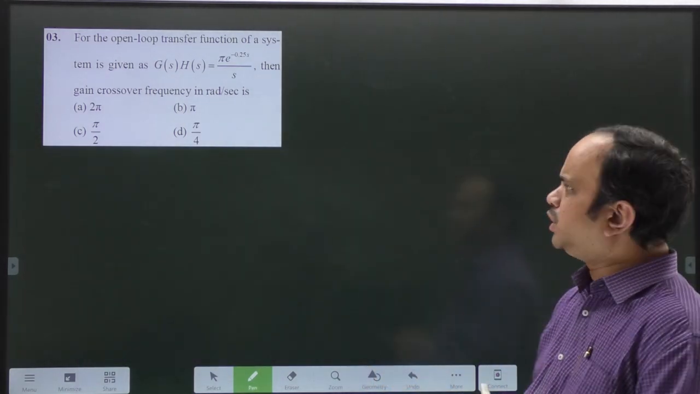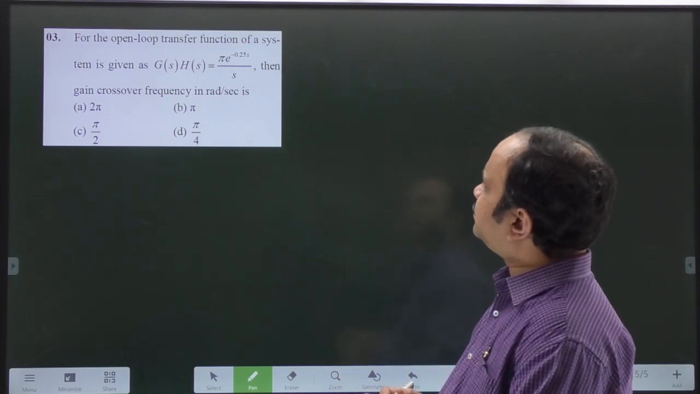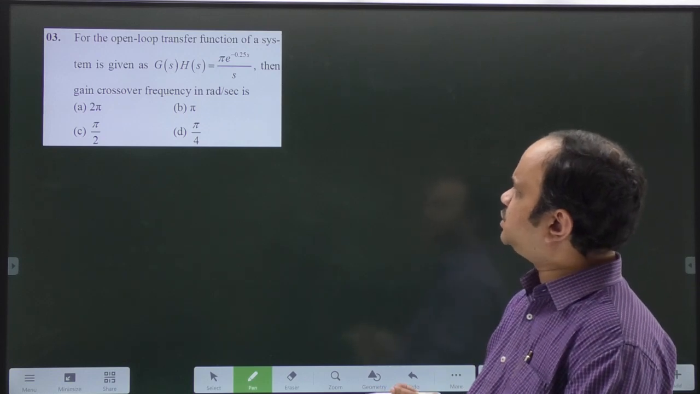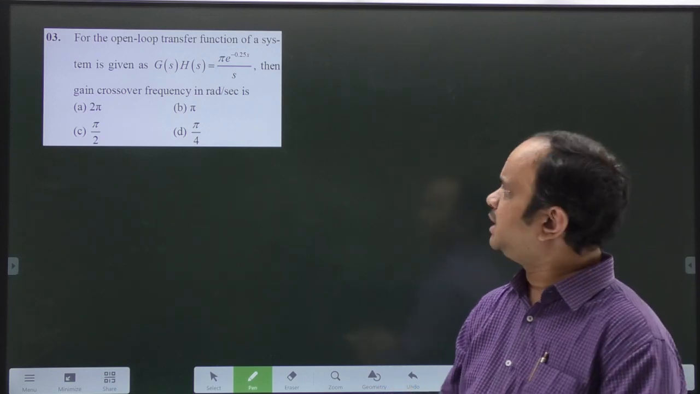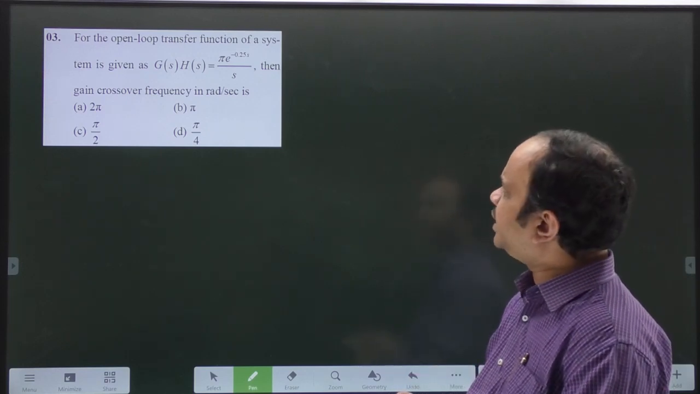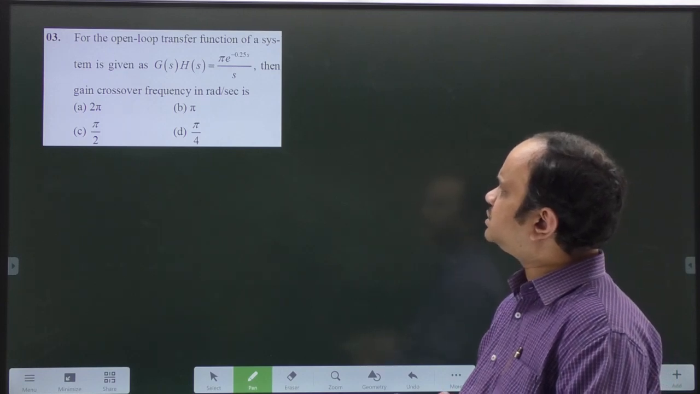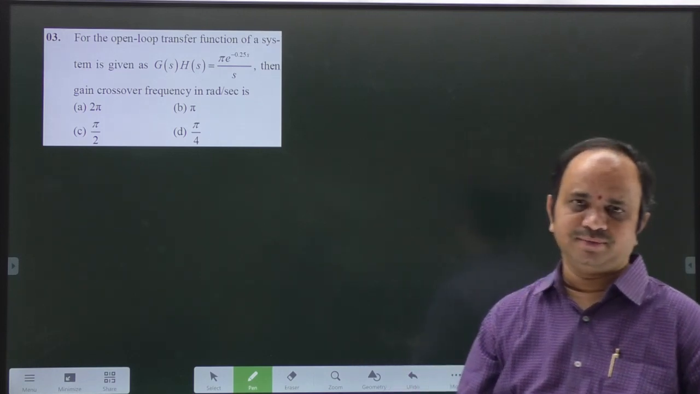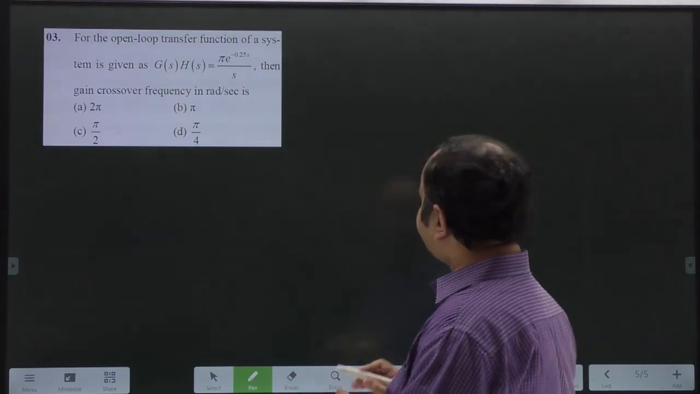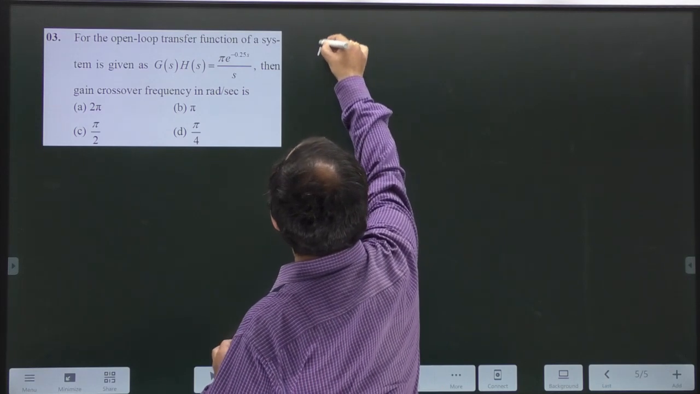Now let us look into the next question. The open loop transfer function of a system is given as G of s H of s is equal to pi multiplied with e power minus 0.25 s divided by s. Then we need to find out the gain crossover frequency. Let me write down the basic definition of gain crossover frequency here.